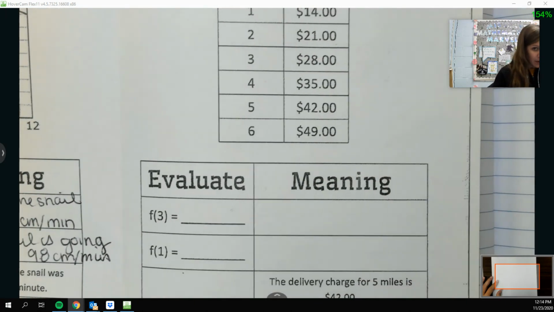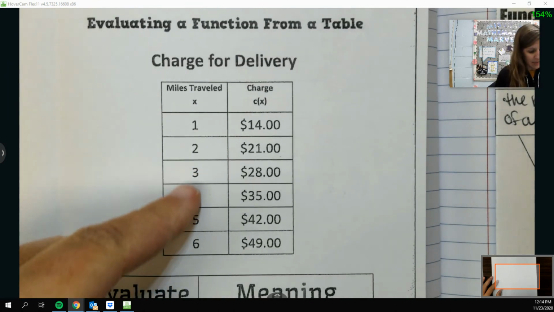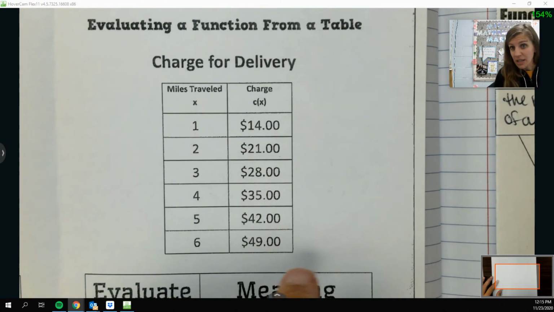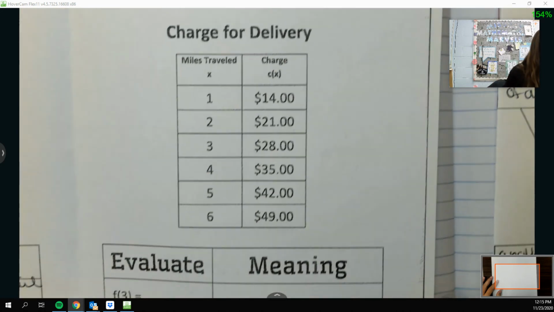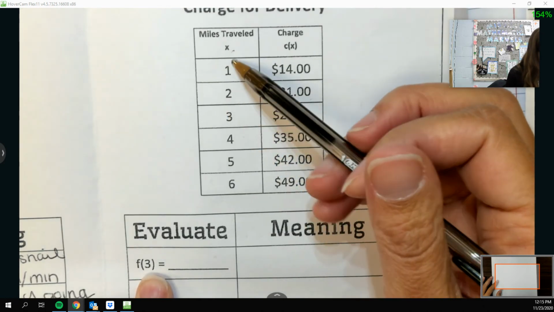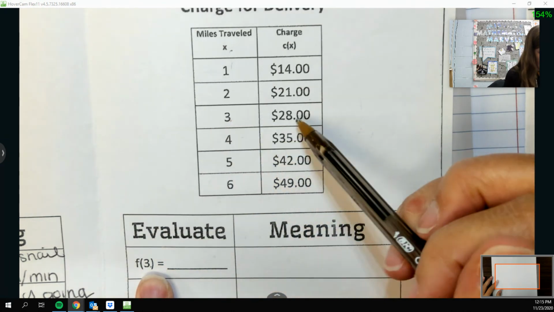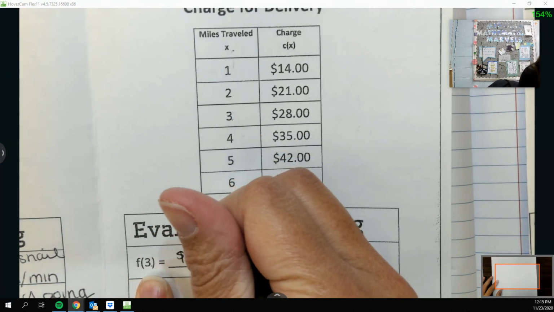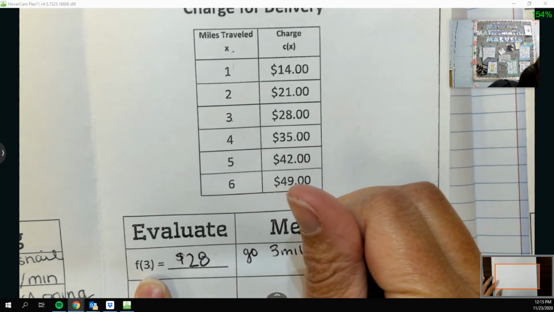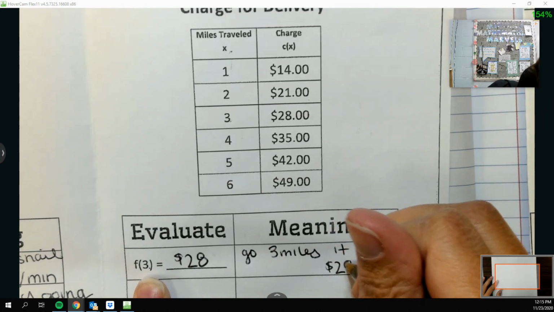Now over here on the table, we can also use a table to represent our function. So this is how many miles we travel, and this is how much money they charge, like Diner Dash or whatever it's called. So x is how many miles I travel. That's my input. So if my input is 3, it's going to output $28. So that means if I go 3 miles, it costs $28 for the delivery.